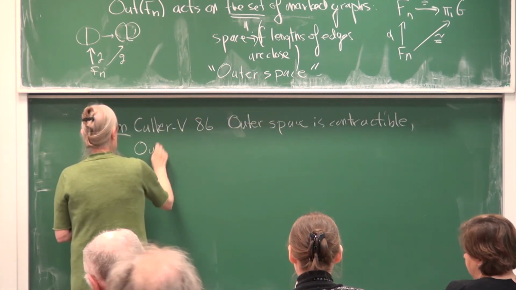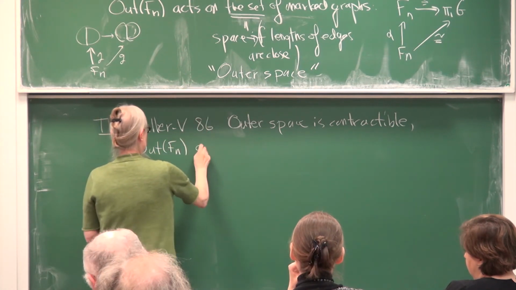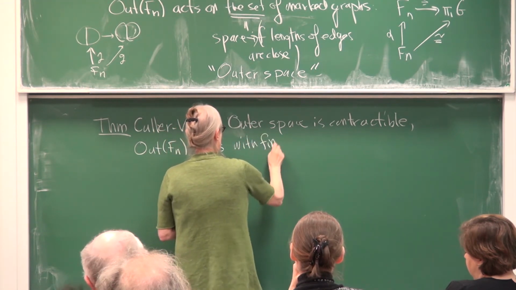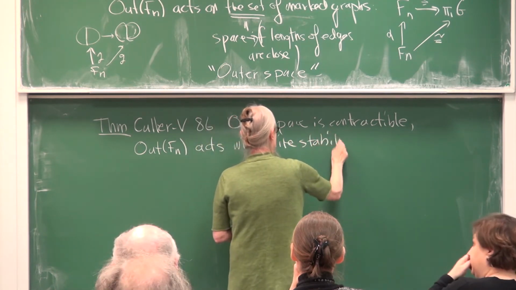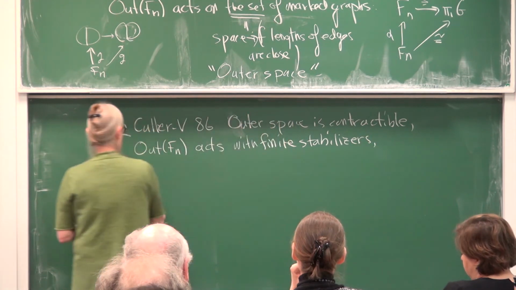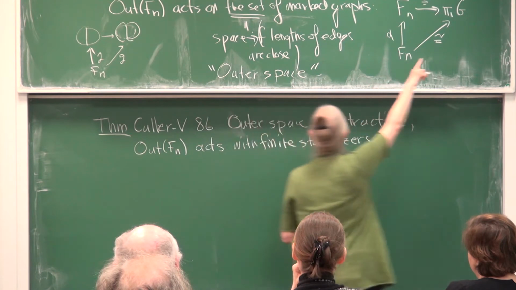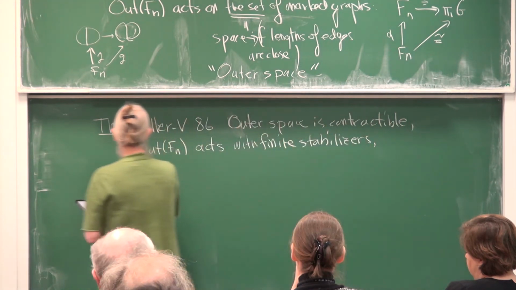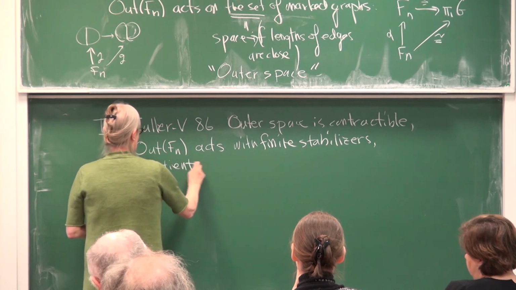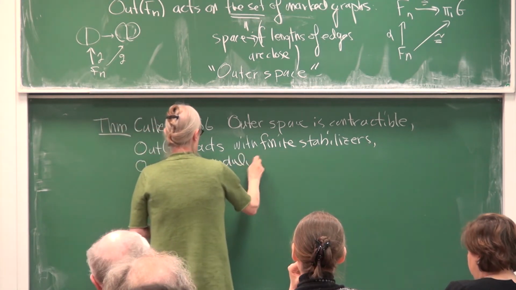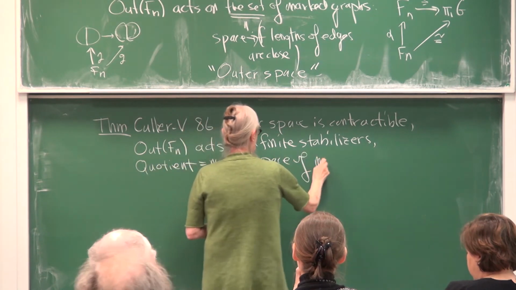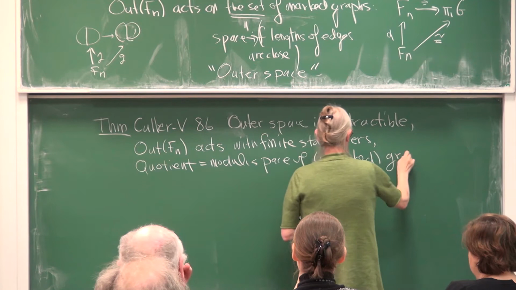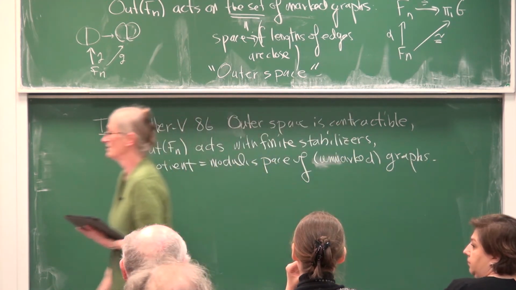Out of Fn acts, as we know, but it has finite stabilizers. And the quotient, so how does it act? It just changes the marking. It doesn't do anything to the graph. It just changes that marking to that marking. So the quotient is the moduli space of unmarked graphs.